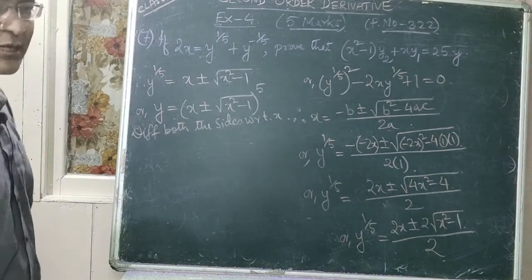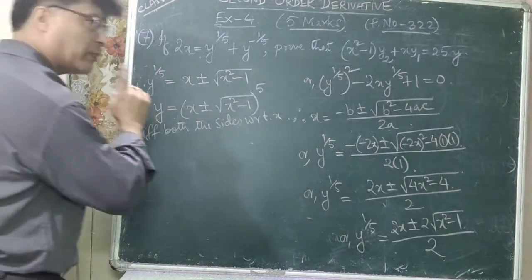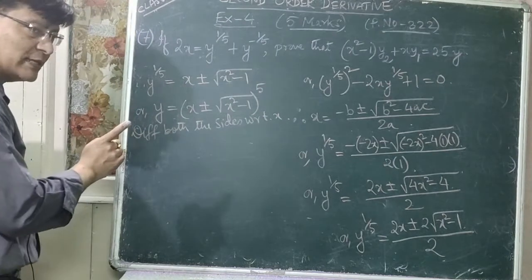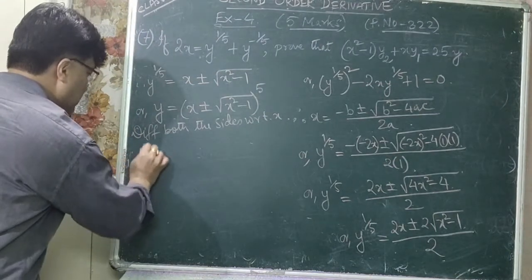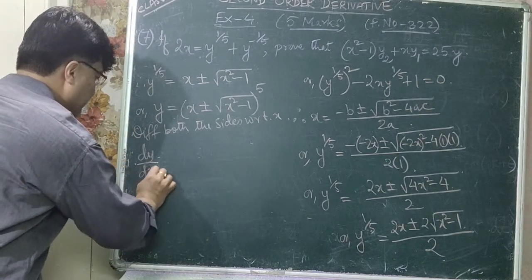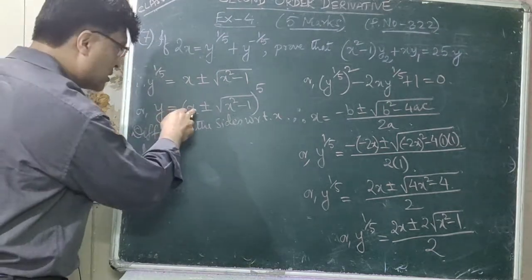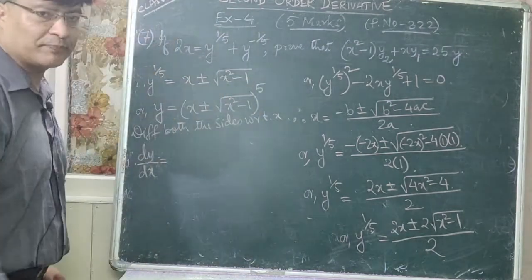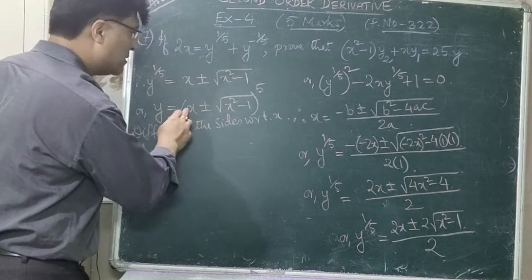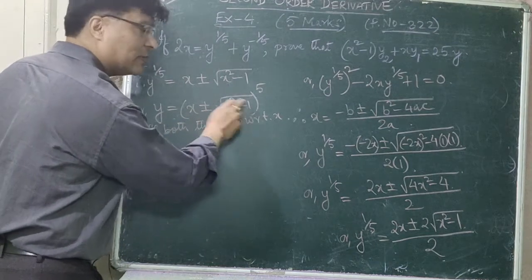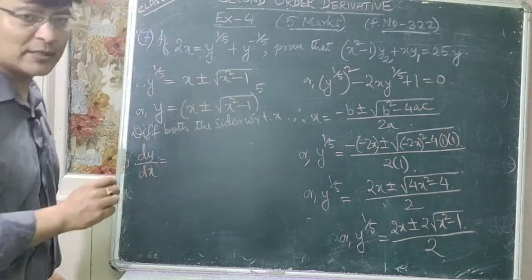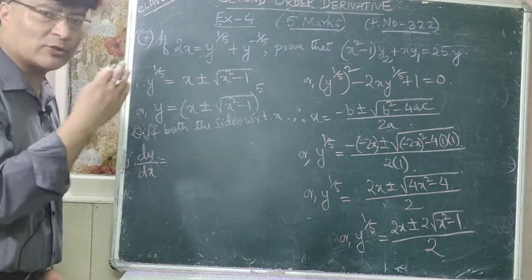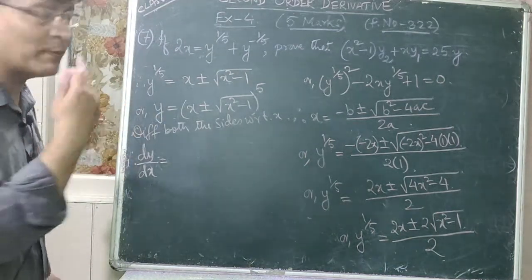So differentiating both the sides with respect to x. Now let's differentiate both the sides. So this will be dy by dx is equal to, now it is just like your x to the power 5, isn't it? Now within whole to the power 5 there is x plus minus root over x square minus 1. This is assumed as x. So what is the differentiation of x to the power 5? 5x to the power 4.